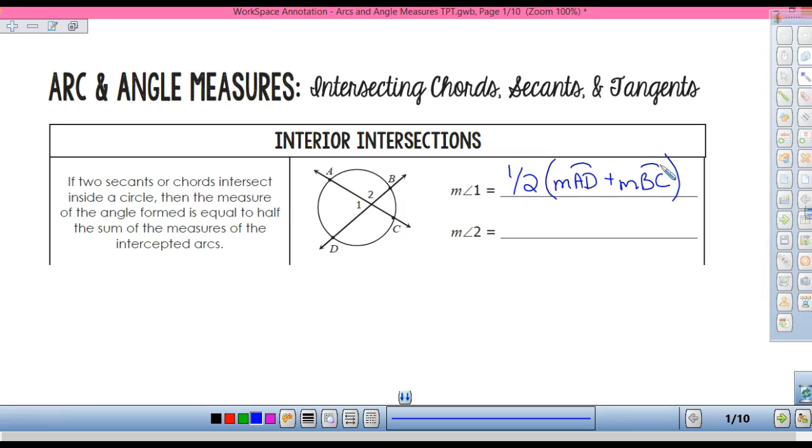So then if we're going with angle 2, it's the same thing, only it's different arcs this time. So we've got 1/2 the measure of arc AB this time, plus the measure of arc DC this time, yep.